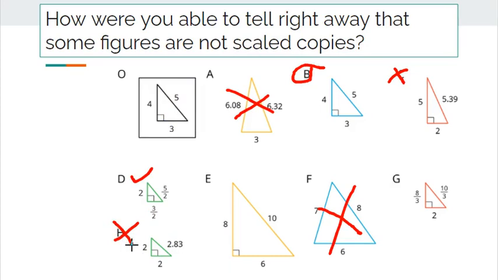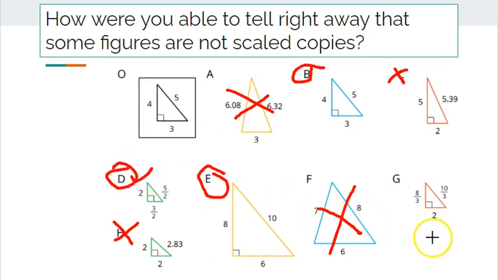Okay. What about E? Yeah, E works because, look, each one of those is just doubled, right? So we have 8, we have 10, we have 6 here across the bottom. So all of those would work as well.